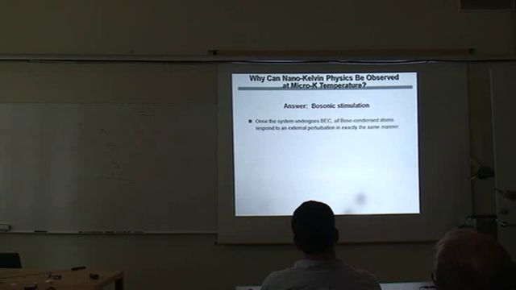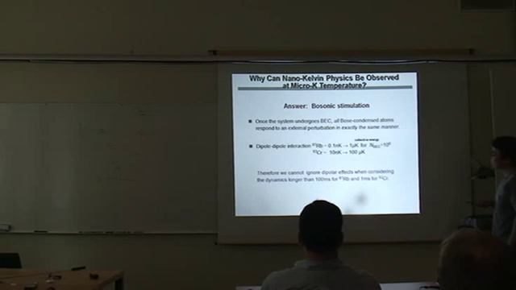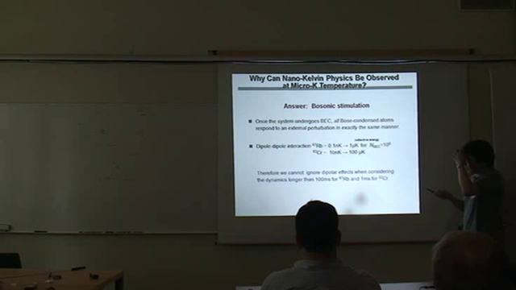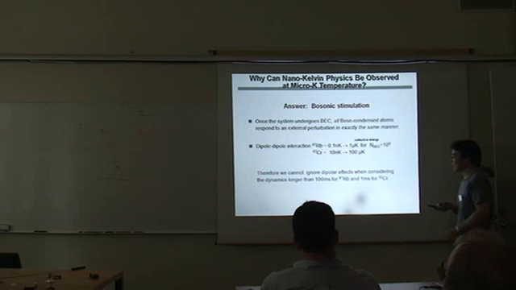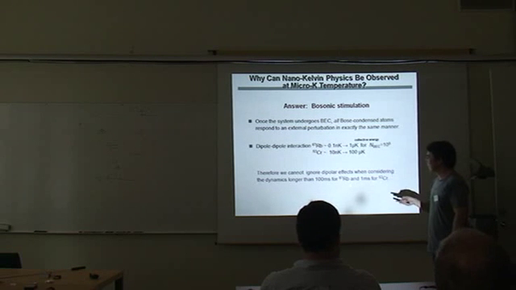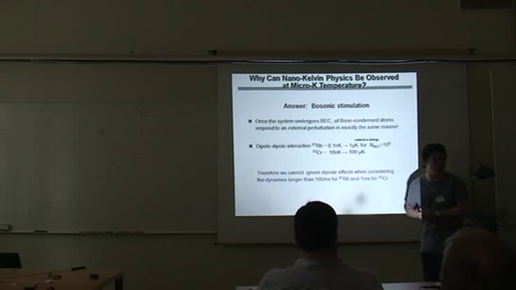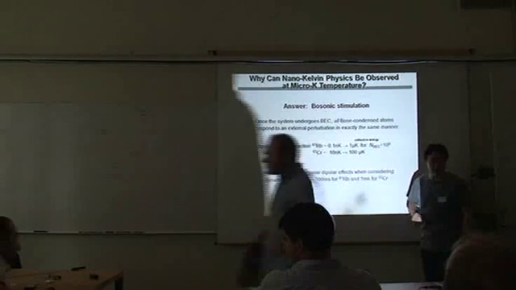The answer is the bosonic stimulation. Once the system undergoes BEC, all condensed atoms respond to an external perturbation in exactly the same manner. For example, dipole-dipole interaction for rubidium is 0.1 nanokelvin, and for chromium is 10 nanokelvin. But when they undergo Bose-Einstein condensation, the collective energy amounts to 1 microkelvin for rubidium and 100 microkelvin for chromium. Therefore, we cannot ignore those tiny dipole effects when considering dynamics longer than 100 milliseconds for rubidium and 1 millisecond for chromium, which is determined by the time-energy uncertainty.